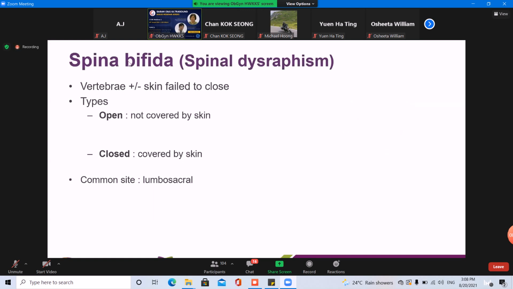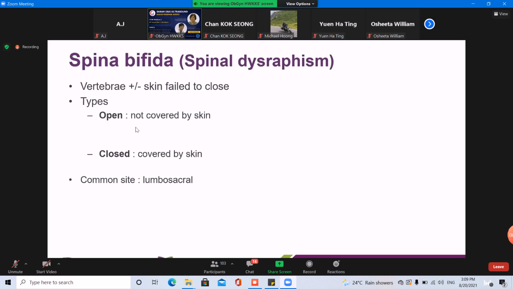So coming back to spina bifida. Now, spina bifida, the primary pathology is that some of the vertebra failed to close, and sometimes the skin also failed to close. Now, there are two types. One is open spina bifida, and the other is closed spina bifida. For open spina bifida, the defect is not covered by skin. For closed spina bifida, the defect is covered by skin.